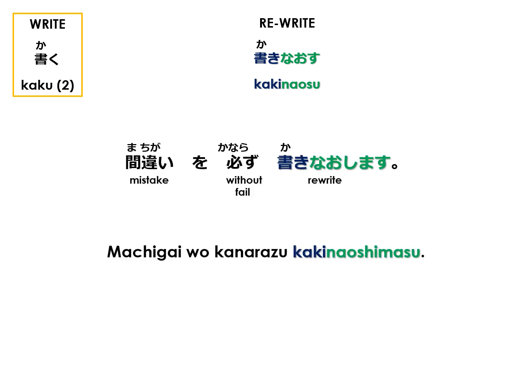To write is kaku, and kakinaosu means to rewrite. Our sentence, 間違いを必ず書き直します。I, without fail, will rewrite mistakes or my mistakes. This can also be something that a teacher would say to students, in which case it translates to something like, you will always fix your mistakes.